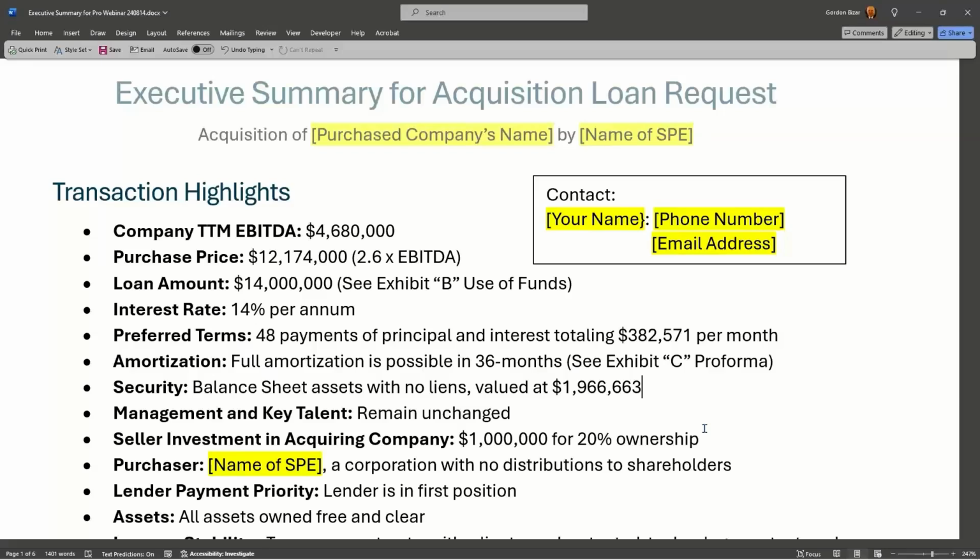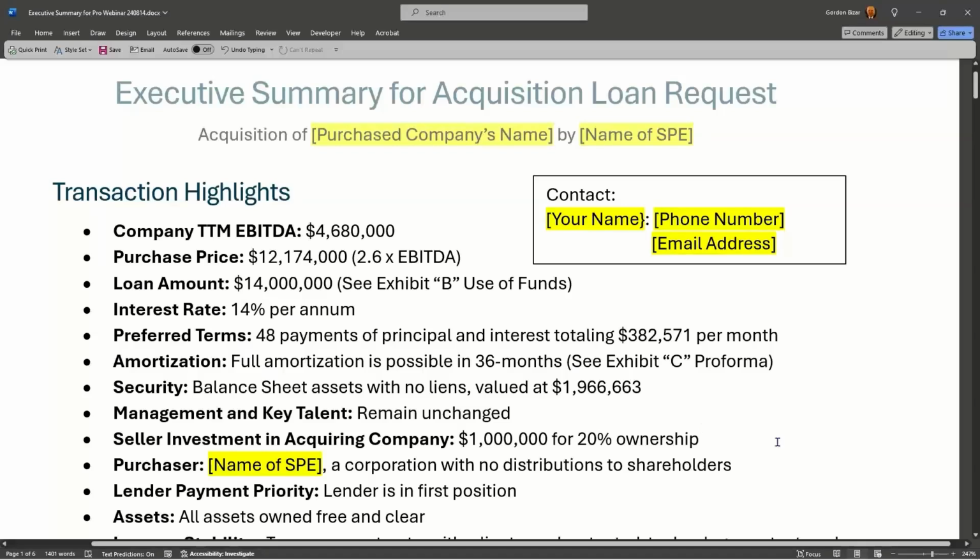The seller investment in acquiring company is another thing that's important too, because we're going to show the lender that the seller thinks enough of this company that not only are they going to stay on, but they're going to invest $1 million, which is going to come out of their sales proceeds, back into the buying company for 20% ownership. So the management stays on. They invest $1 million back in the business, which you don't do unless you're pretty comfortable that that investment is going to give you a return. And they then own 20% of the interest, which supplies a motivated seller to continue on making the business profitable.